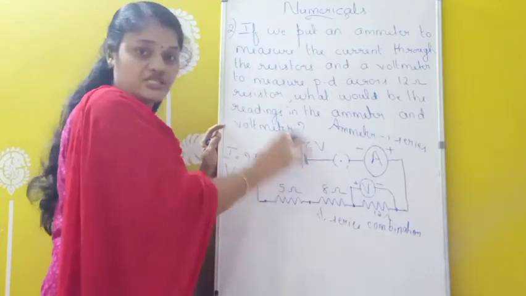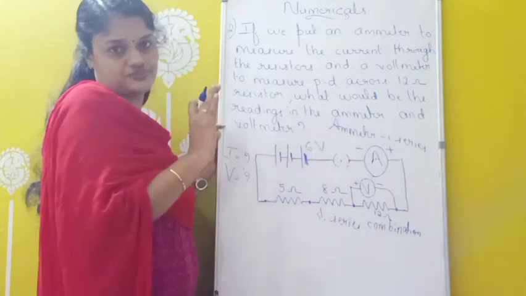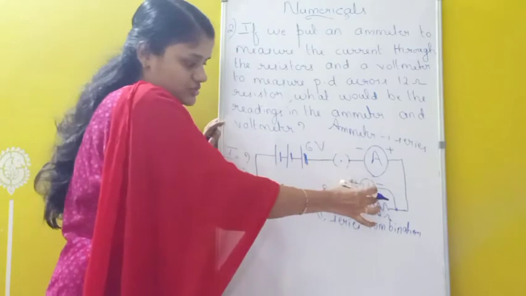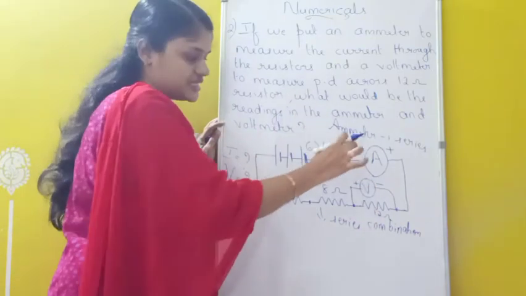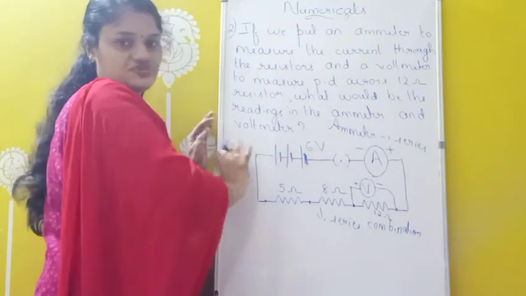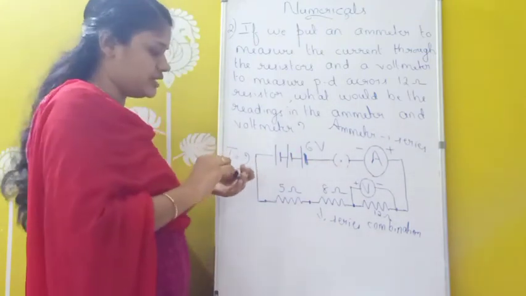And this 6 volt is the total potential difference in the circuit. Don't confuse this 6 volt with the voltmeter reading. The voltmeter measures only the potential difference across the 12 ohm resistor, and this 6 volt is the total potential difference across the whole circuit. So now we can proceed.